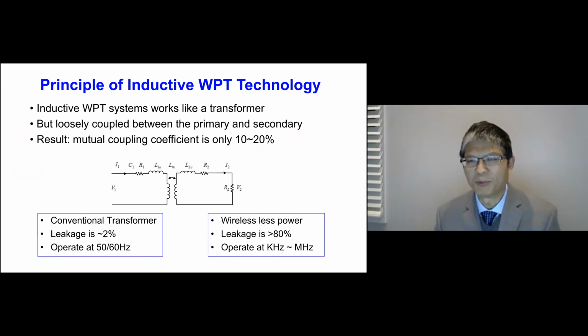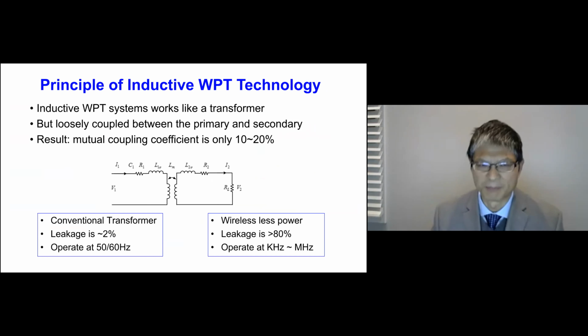But how do we realize wireless power? So the basic principle of wireless power is very simple. It resembles a transformer. Anybody in the electrical engineering area knows how a transformer works. In the traditional way, if you look at the diagram on this slide, you can see that it resembles a transformer with mutual inductance and leakage inductance on the primary and the secondary. For a traditional transformer, which is on the bottom left corner, you can see the leakage is about 2%. And they operate at like 50, 60 hertz, or maybe at a high frequency, depending on application.